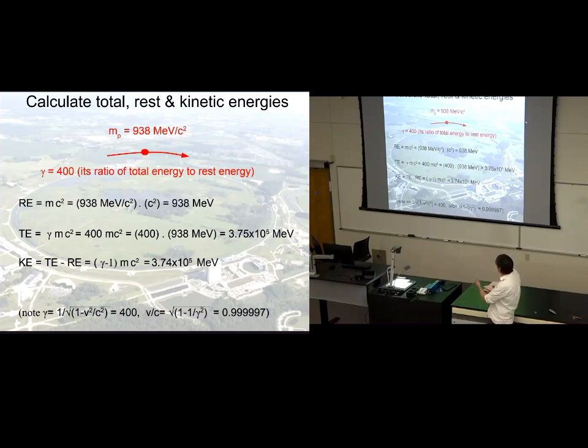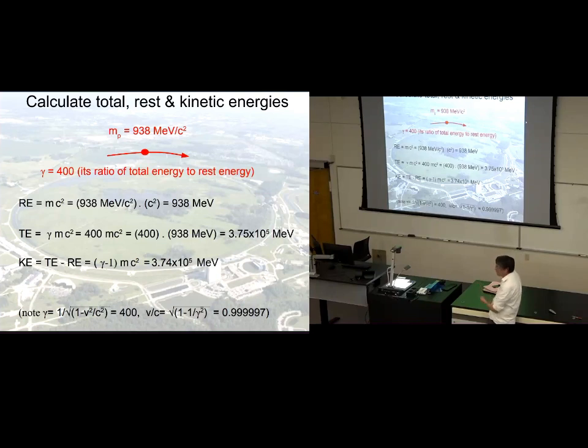Total energy. Total energy is gamma mc squared. Gamma, well, gamma is 400. We were told in a roundabout way the gamma factor. So it's 400 times mc squared. We already calculated mc squared, the rest energy. So it's 400 times 938 MeV. It's 375,000 MeV. That's the total energy of the proton.